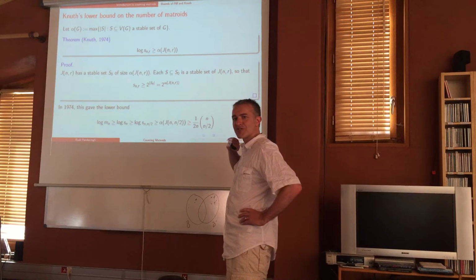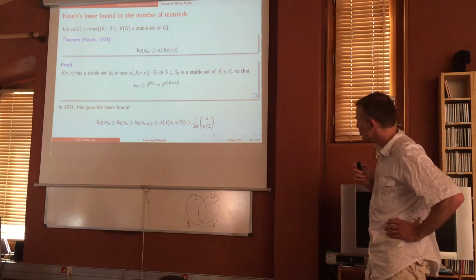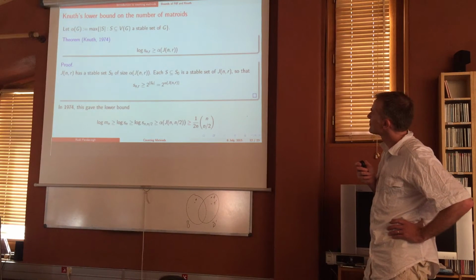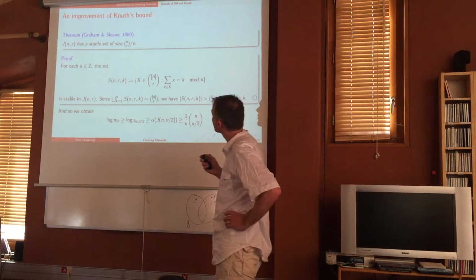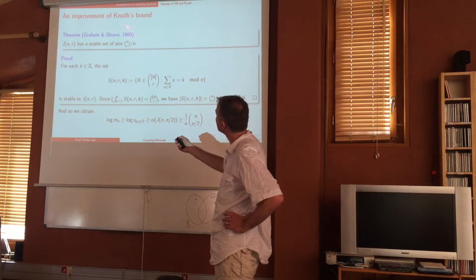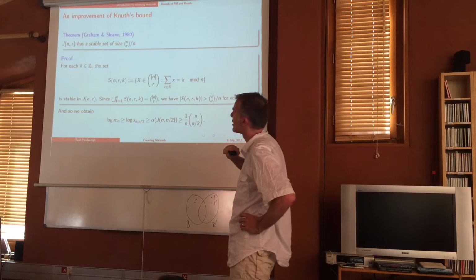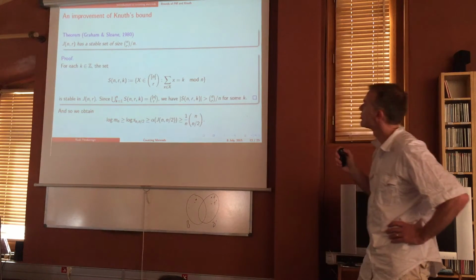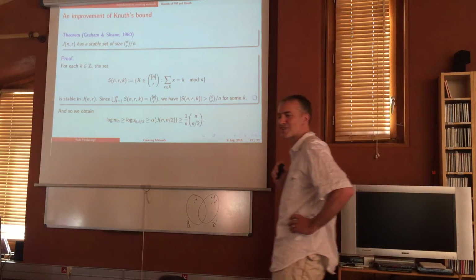It's getting close, but it's not quite. Not quite. Actually, the lower bound gets a bit better in 1980 because Graham and Sloan found a better way to create a large stable set in the Johnson graph. And the proof of that is so nice that I just want to give it.